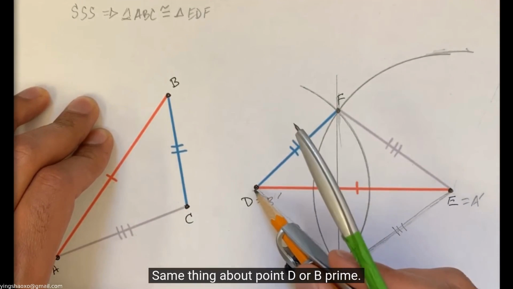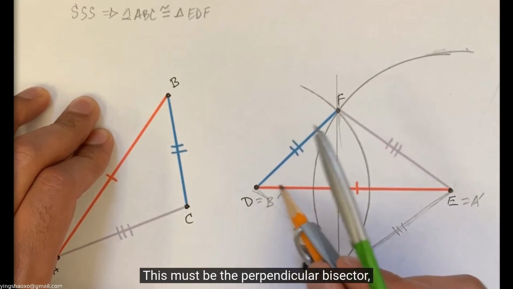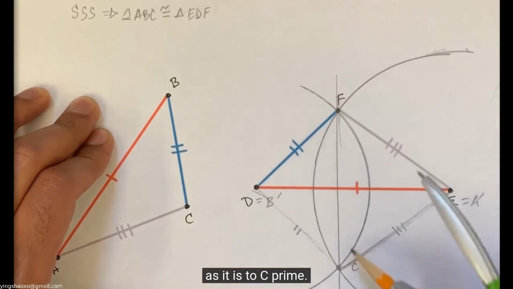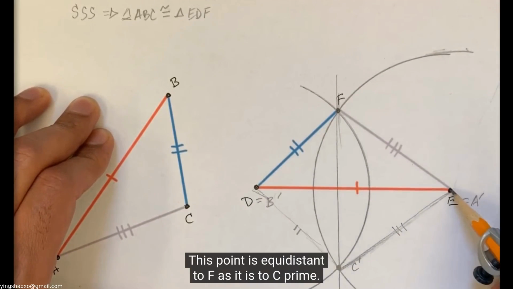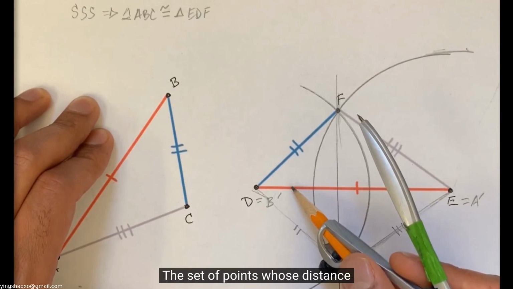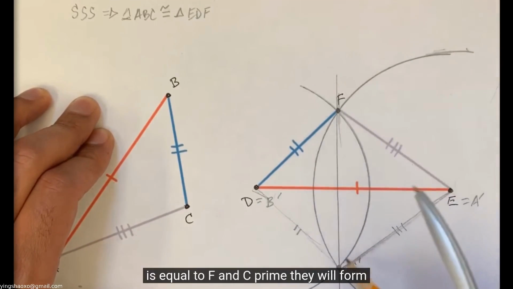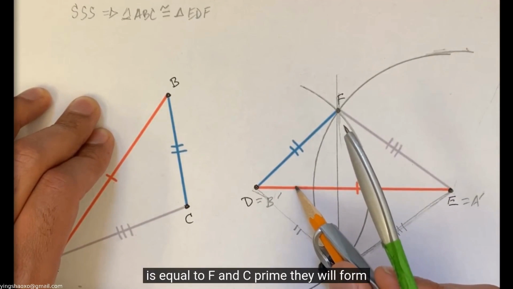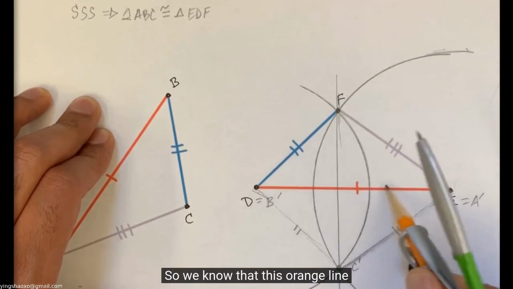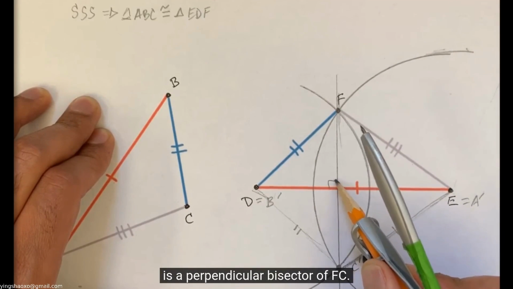Same thing about point D, or B prime. This must be on the perpendicular bisector, because this point is equidistant to F as it is to C prime. The set of points whose distance is equal to F and C prime, they will form the perpendicular bisector of FC. So we know that this orange line is a perpendicular bisector of FC.